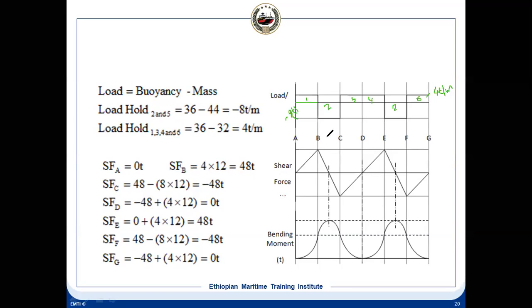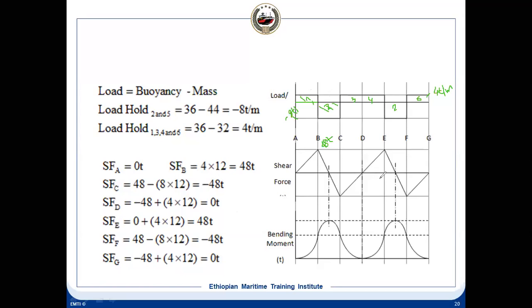And then shear force at A is 0. At B it is this area, which is positive. This area will be 4 multiplied by our distance of 12. Equally, the total length is 75 and there are 6 compartments, so each compartment will be 12. So 4 multiplied by 12 is 48 tons. And then this area is minus 8 multiplied by 12, so we can calculate. This area is positive, then negative.